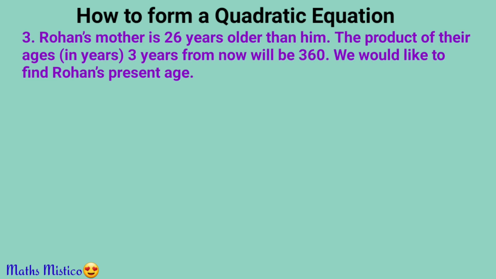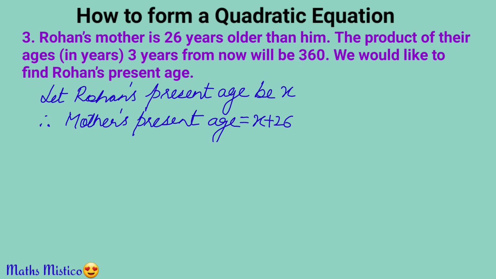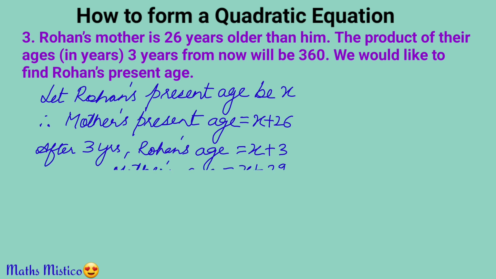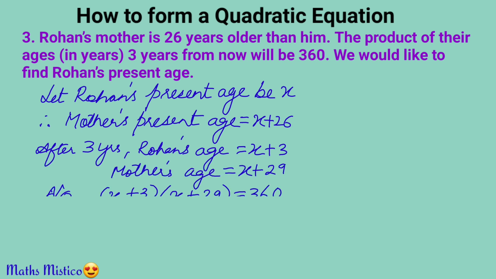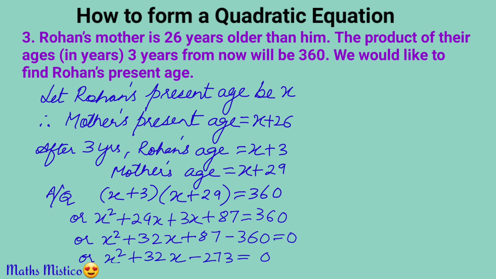Let us try another type of situation where ages are involved. As you can see, mother's age depends on Rohan's age. So we will take Rohan's present age as x years, and so mother's present age will be x plus 26. Now the relationship between their ages is given after 3 years. So let us find out the ages after 3 years by adding 3 to each of them. According to question, their product after 3 years should be 360. So we get this, and on simplifying it, we have x square plus 32x minus 273 equal to 0.